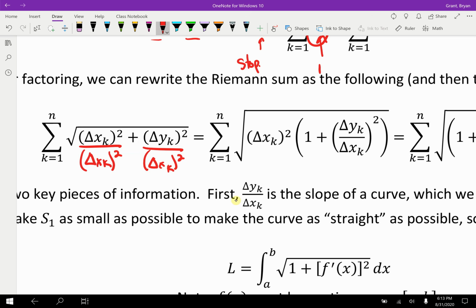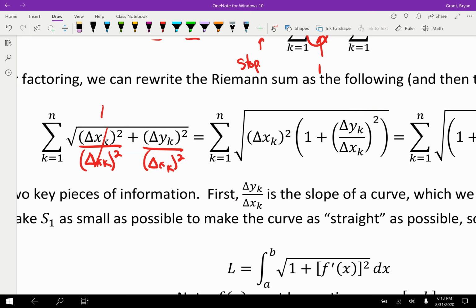So we're going to take that and we're going to move it out front. And when we do that, of course, this becomes 1, right? That's where the 1 comes from. This doesn't simplify at all except for moving the square to the outside. So that's where this next piece comes. It comes from our Pythagorean theorem, but with delta x sub k squared factored out.